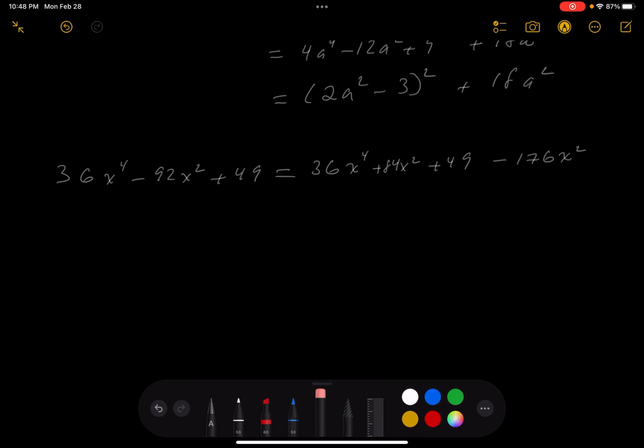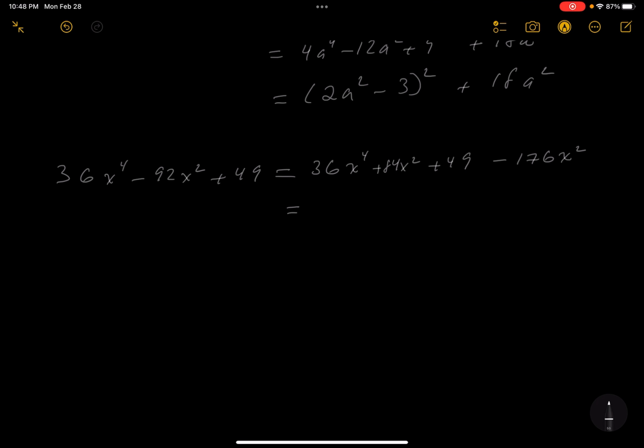Let me get my pen back. And this is a perfect square. It's going to be 6x squared plus 7 squared minus 176x squared. Well, I'm going to write this down for you, and I can use difference of perfect squares now. 6x squared plus 7.